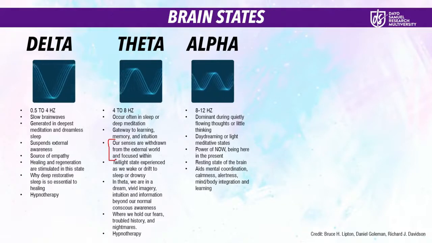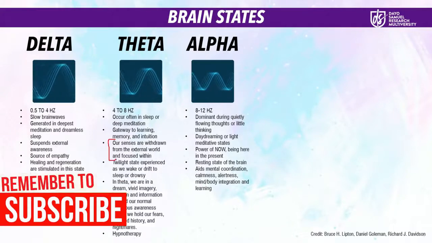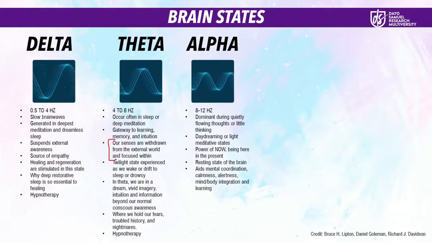So it's like you just simply take your attention away from what's going on outside of you to inside of you briefly. Alpha state is that state that is referred to as the power of now, being here in the present. This is what it means to practice mindfulness. It is also referred to as the resting state of the brain. Alpha state aids mental coordination, calmness, alertness, mind-body integration, and learning.